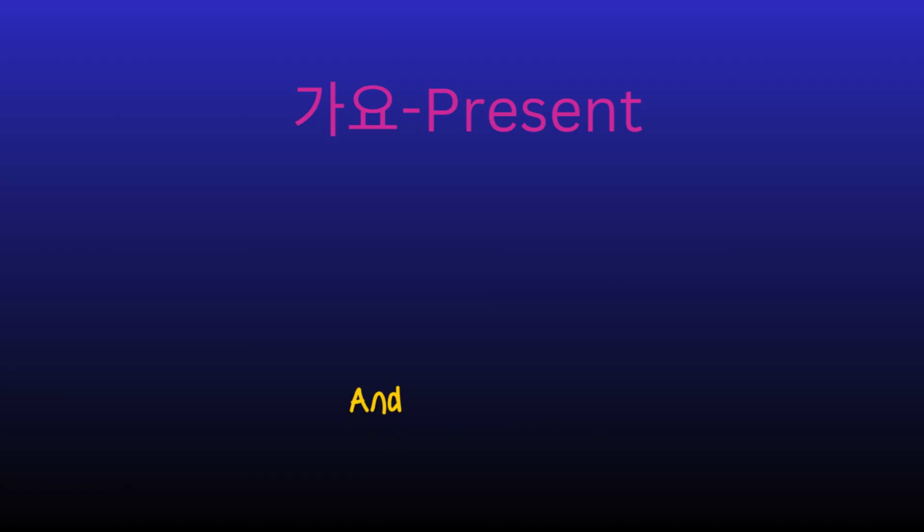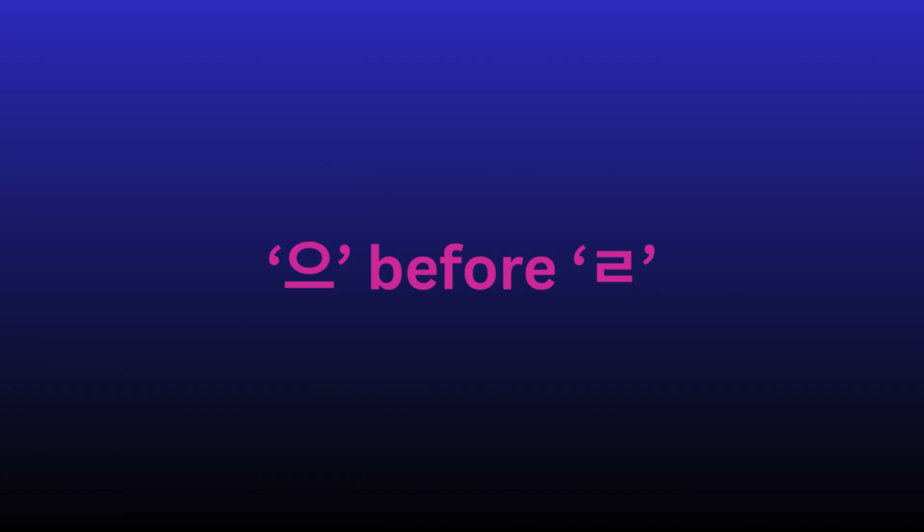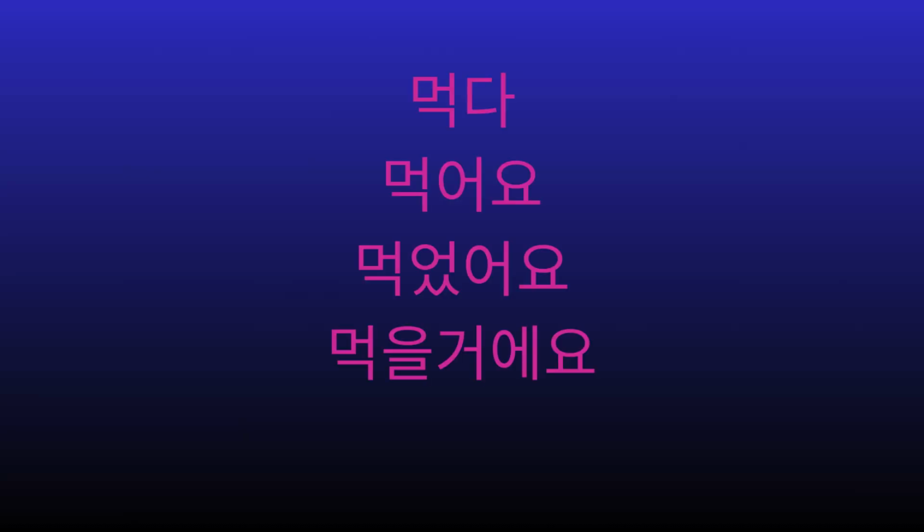Automatically, that conjugates to kayo in present form. And remember, for past tense, it'll be kasoyo. And now for the future tense, it's going to be karikoyo. See how we don't have to add the extra sound because it ends with a vowel? Yeah, that's what I mean. So karikoyo. Another example, poda. We have payo for present, pasoyo for past tense, and borkoyo. Mokta. Mogoyo, mogossoyo, 먹을 거예요.